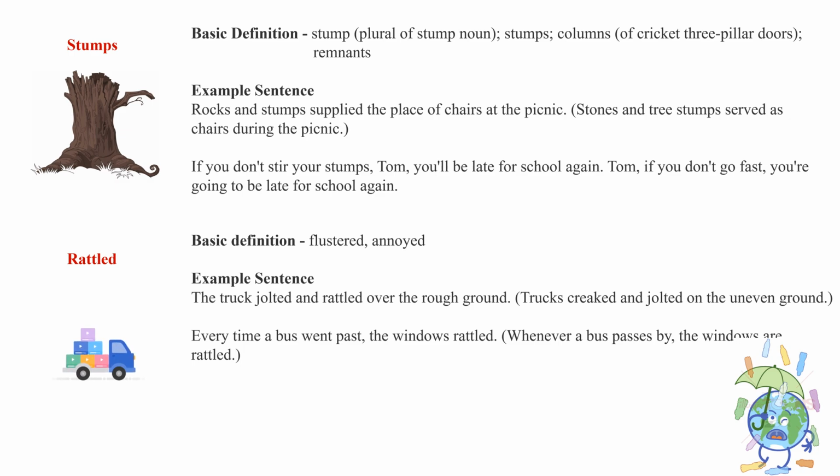The next word is rattled. The basic definition of rattled is flustered or annoyed. Flustered means someone who is troubled or nervous, agitated or confused. And the word annoyed is similar, which means nervous, angry or irritated, and so on. The example sentence is, the truck jolted and rattled all over the rough ground. Though the basic meaning is flustered and annoyed, usually rattled means making a loud noise.